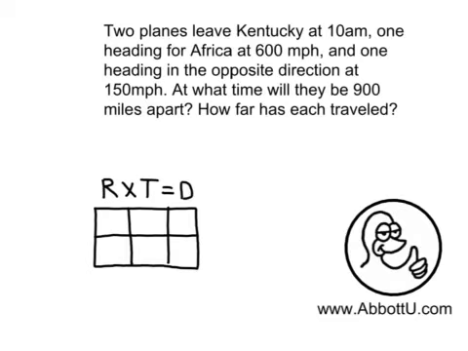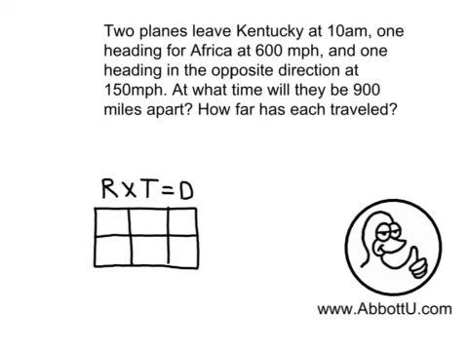Alrighty, so here's the third problem. Two planes leave Kentucky at 10 a.m. One heading for Africa at 600 miles per hour, the other one heading in the opposite direction at 150 miles per hour. At what time will they be 900 miles apart, and how far has each plane traveled?